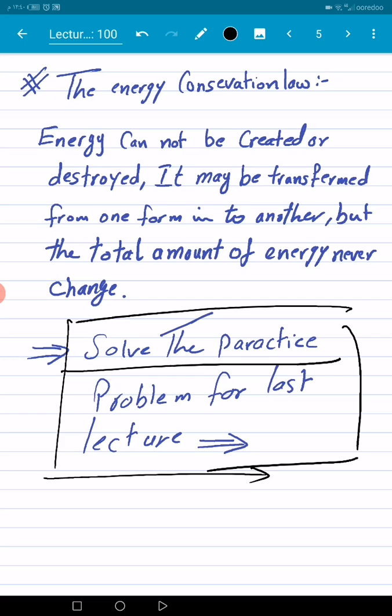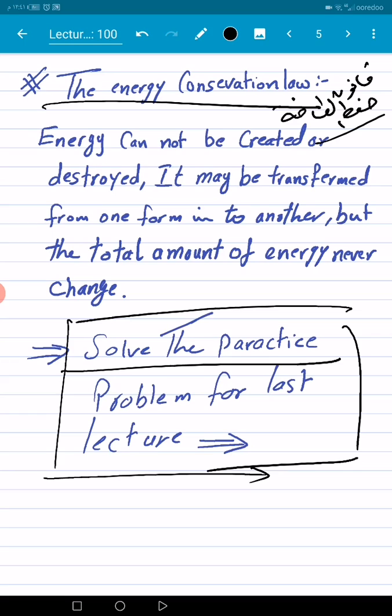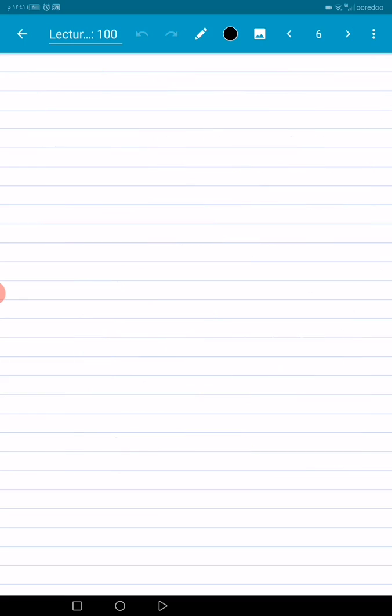So it is very important to know قانون حفظ الطاقة، قانون حفظ الطاقة. وأعتقد أن كلكم عارفين الطاقة لا تفنى ولا تستحدث ولكنها تتحول من شكل إلى آخر. So the energy cannot be destroyed. It may be transformed or changed from one form to another, but the total amount of energy never changes. It's still the same.